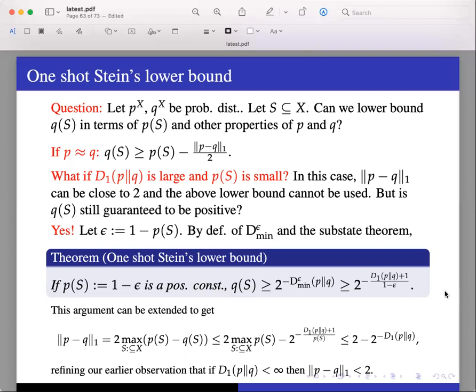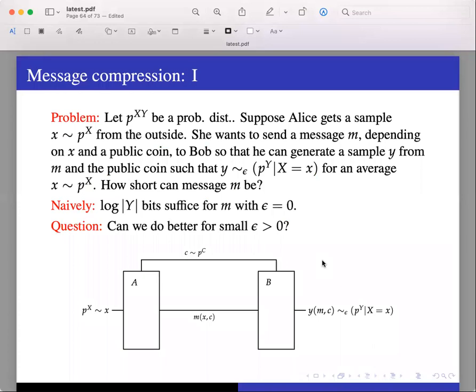Further questions? If not, let's proceed. So we have seen one application of D epsilon min here already, which is Stein's lower bound. Now let us see a nice application of D epsilon max. So that application is message compression.